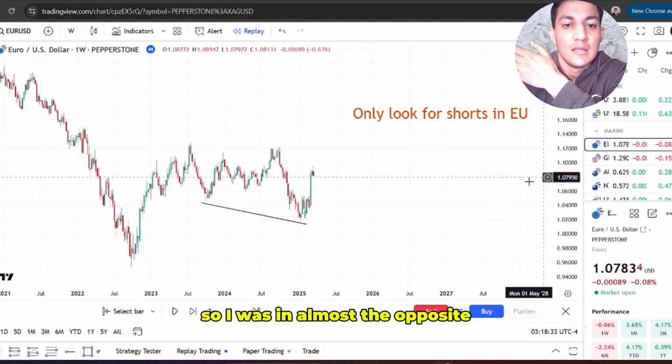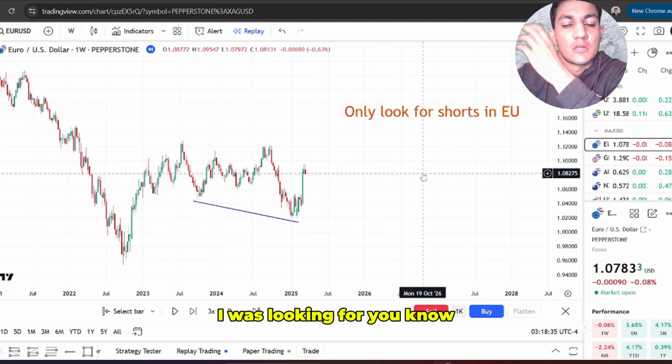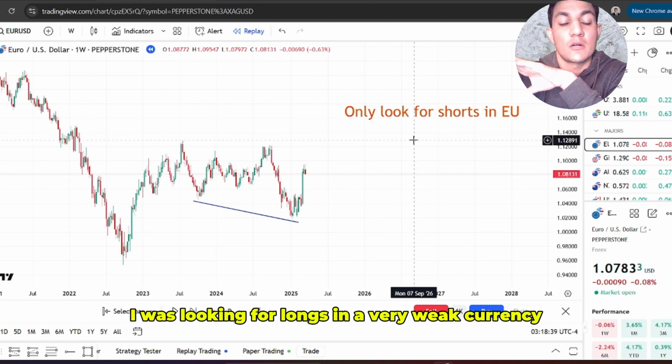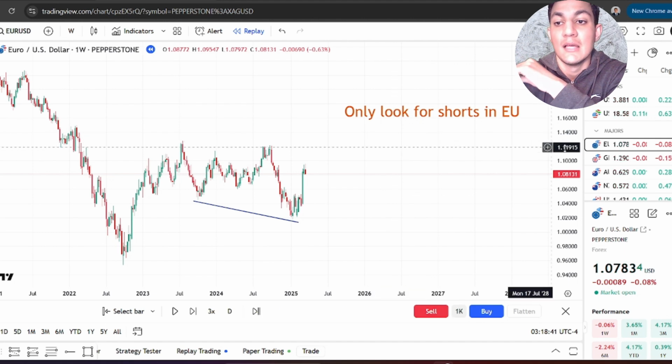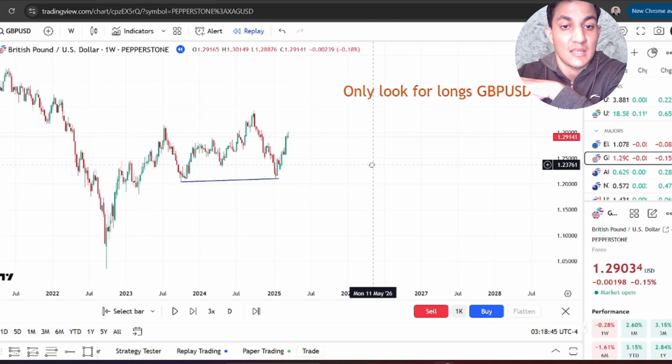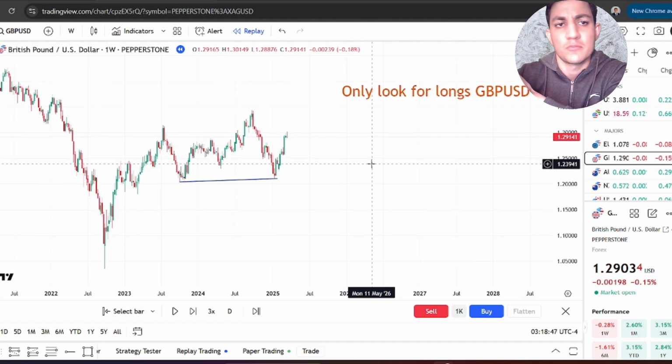So I was in almost the opposite. I was looking for longs in a very weak currency, and I was losing. The reality is, I should have only been looking for longs in the strongest currency. So in this case, and I'm recording this in April, 2025.